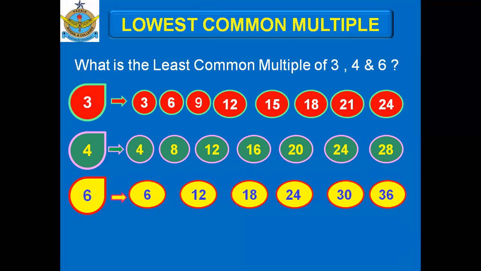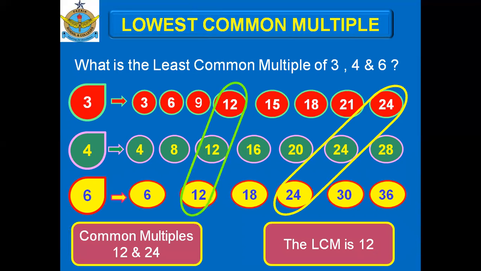Now the second step is we circle the common ones. 12 and 24 are common. And we know that 12 is the smallest one. That's why we write that the LCM is 12.